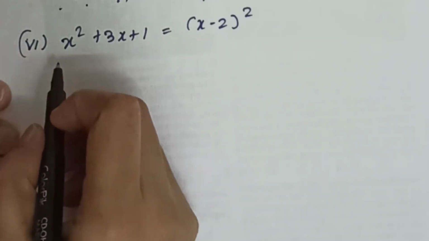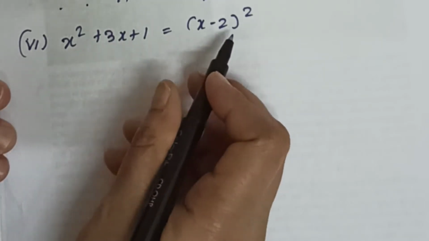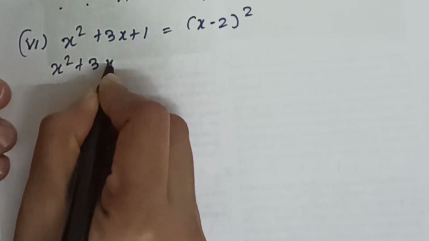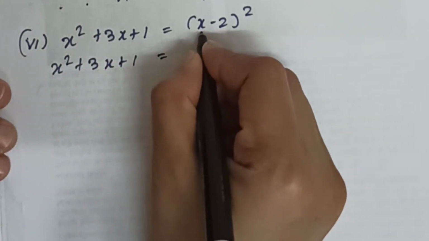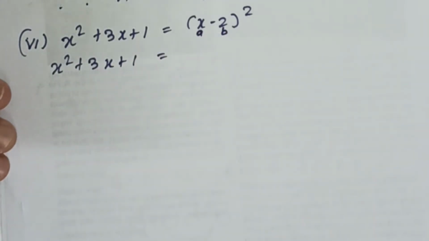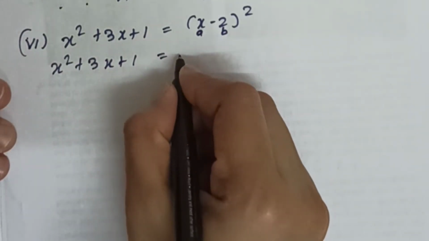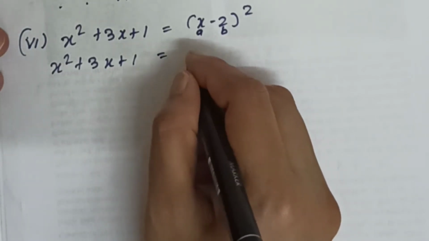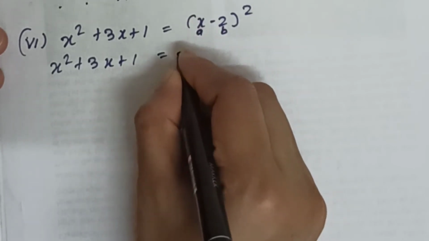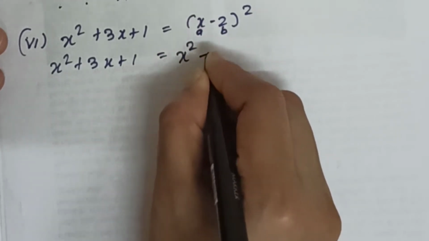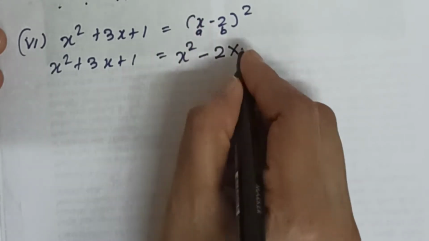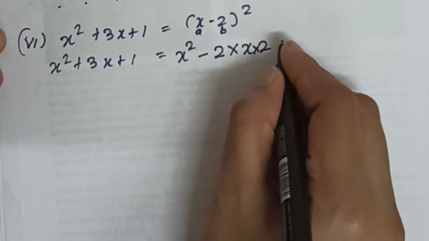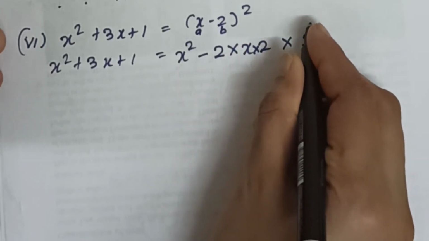Now we will do the sixth one. x square plus 3x plus 1 equal to (x − 2) whole square. See, left hand side it is x square plus 3x plus 1. Now right hand side it is of the form (a − b) whole square, so we have to expand it using that formula. We know (a − b) whole square is a square minus 2ab plus b square. So here a is x, so a square is x square, minus 2 into a is x and b is 2, so 2ab, plus b square, b is 2, so it will be 2 square.